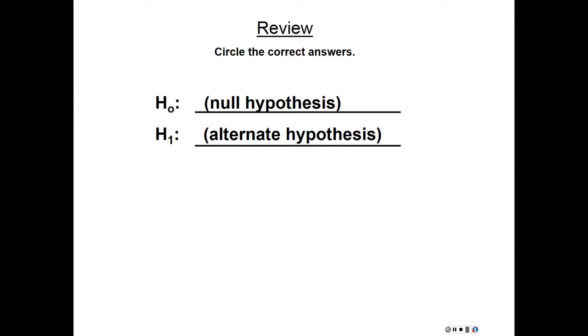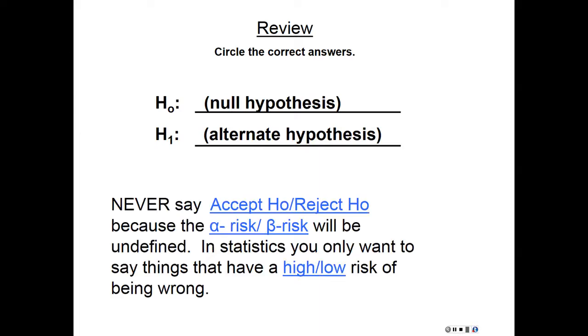So, just quick review before we go on. Never say except H0, because the alpha risk will be, the beta risk will be undefined. Alpha can be quantified, beta cannot be. And in statistics, you only want to say things that have a high or low risk of being wrong. Low.